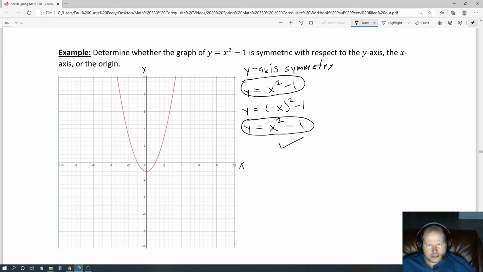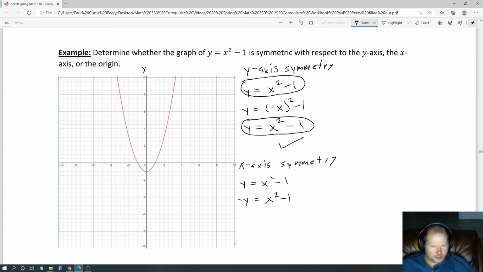Okay, so let's look at the x-axis symmetry. X-axis symmetry. Okay, x-axis symmetry. So what we're going to do is I'm going to rewrite the original. I probably should do that in the other ones, but the original equation is y is equal to x squared minus 1. And we are going to plug in a negative y. Okay, now as you can see, I didn't get back the original equation. The right side matches, but the left doesn't.